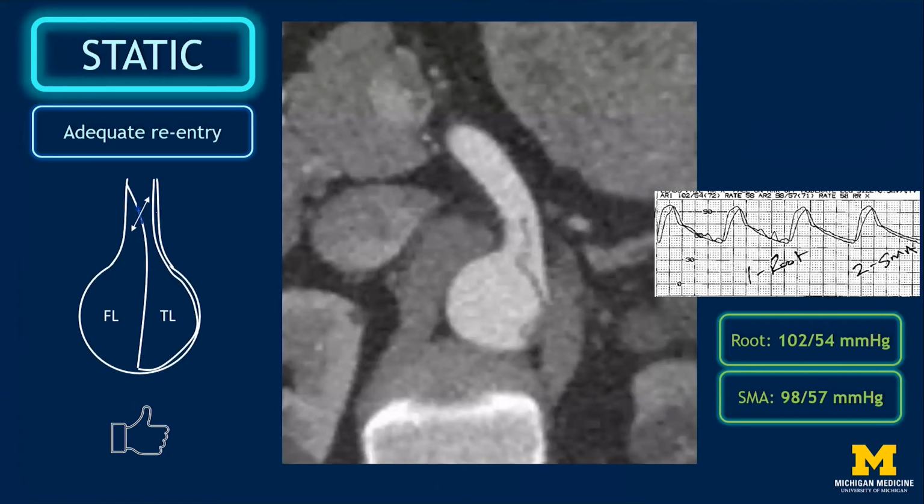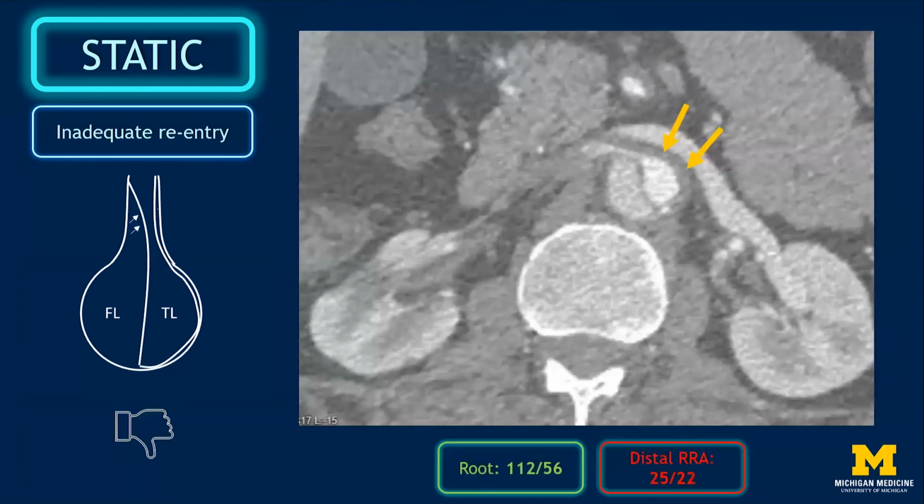So here's an example of adequate reentry. Even though the SMA is dissected here, there is a reentry tear. And when we measured pressures comparing aortic root to distal SMA, they were nearly the same. Note that on this patient's CT, when the patient's blood pressure was in the 170s or greater systolic, he was experiencing true lumen collapse at the level of the visceral aorta. This was not the case during endovascular evaluation when his blood pressure was controlled and the true lumen was restored.